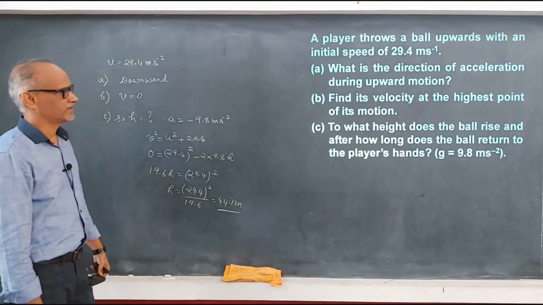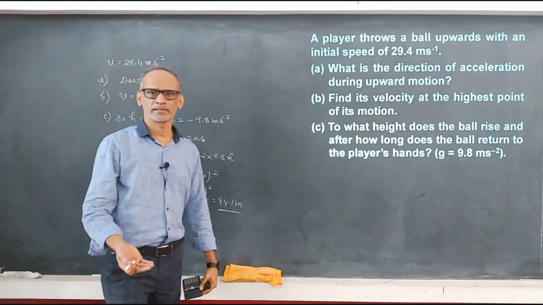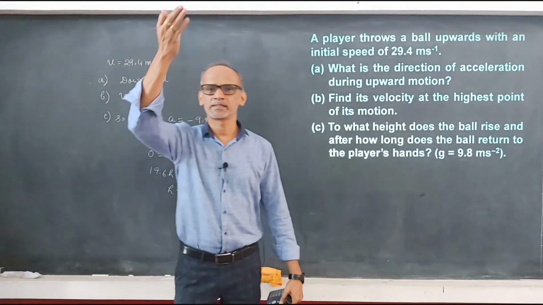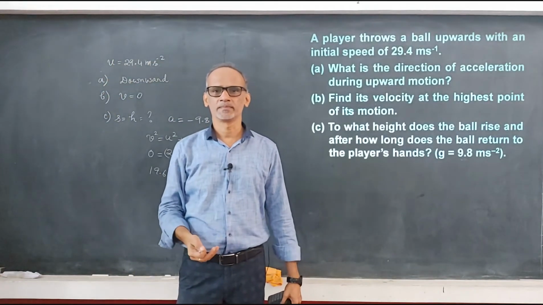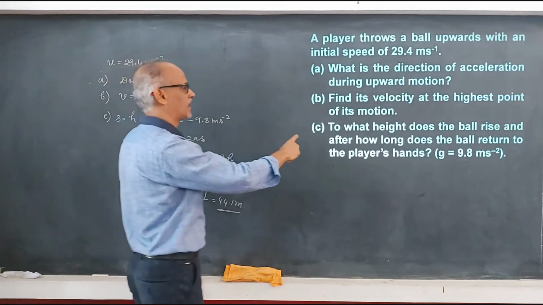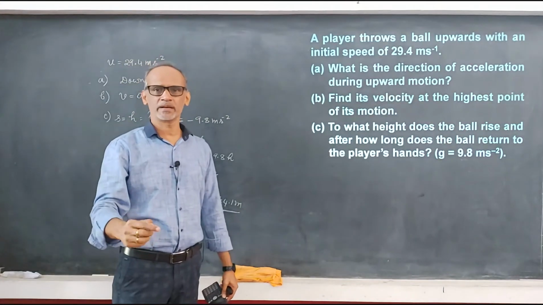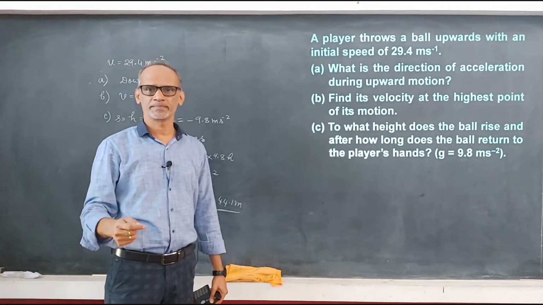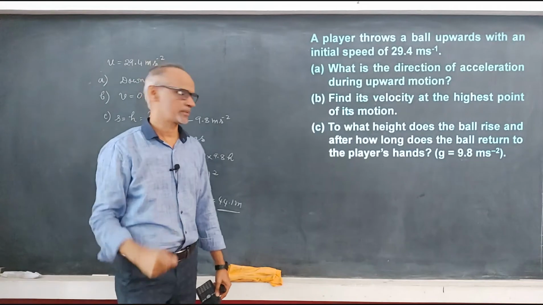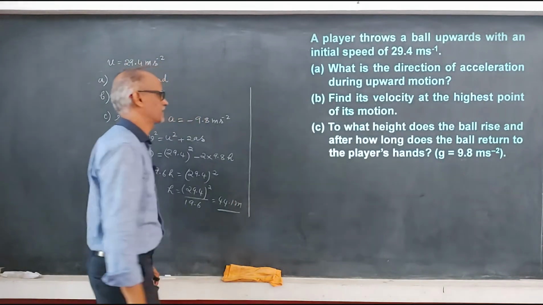We have to even find the time taken. So first we'll calculate the time of ascent. Time of ascent and time of descent are equal, correct? So we can find the total time, because they have asked after how long does the ball return to the player's hand. That is called time of flight, going up and then coming back. So let's first find the time of ascent.